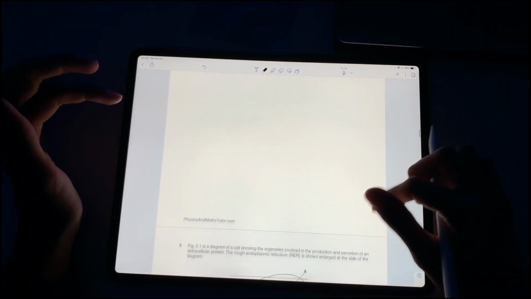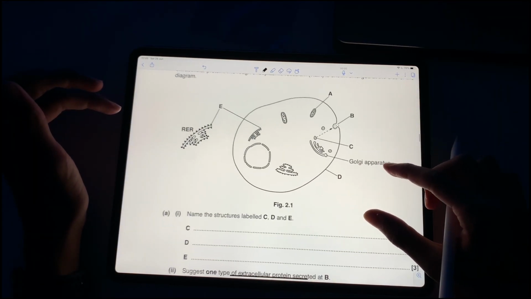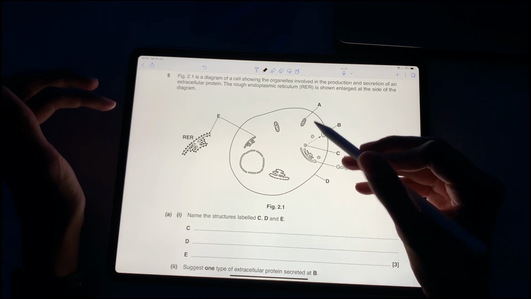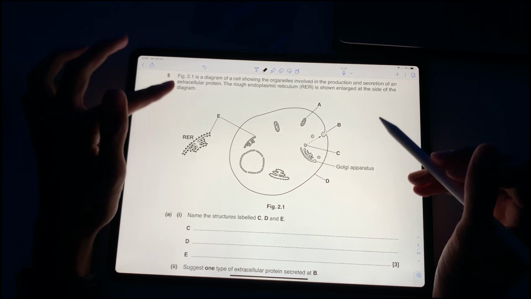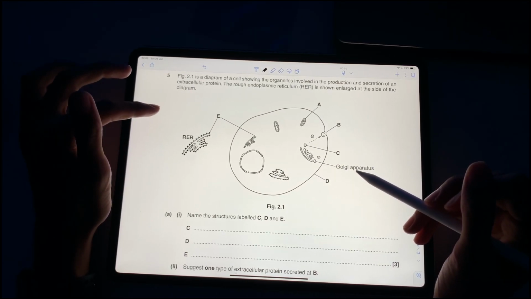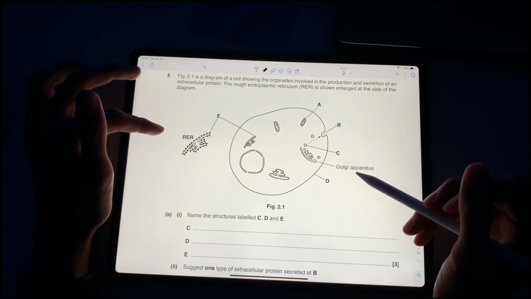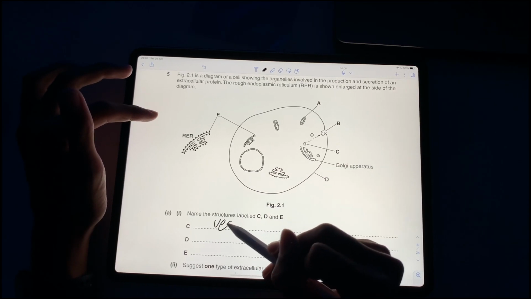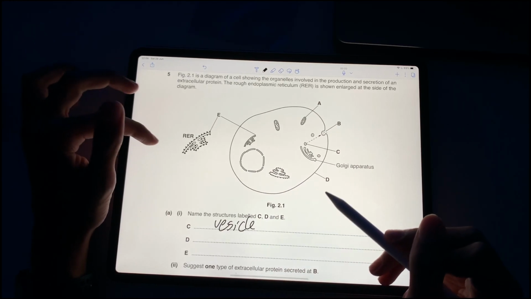Okay, hopefully that's right. C, D, and E. Name C. C has to, so that's a Golgi. Oh no, I forgot to talk about the Golgi. What does the Golgi do? Oh no. C is the vesicle. Oh, I got the previous one wrong then.